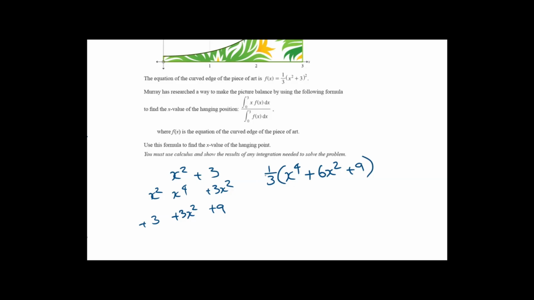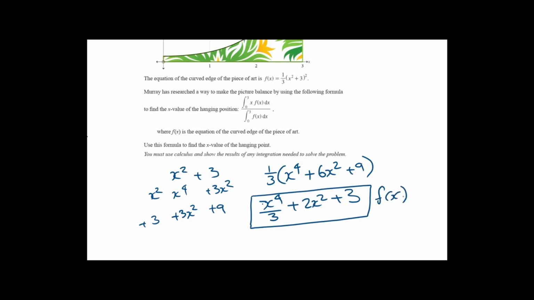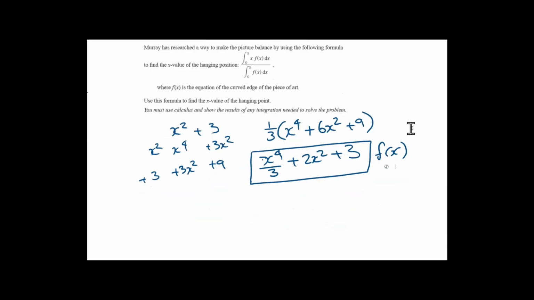And I'm going to actually put this 1/3 through the rest of the equation. So the bottom bit is going to be x to the power of 4 over 3 plus 2x squared, 6 times 1/3 is 2, plus 3. So that's our f(x). Okay, so this is our original f of x. The one to go at the top, we're just going to multiply by x.